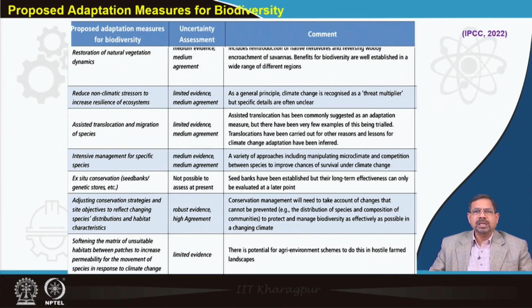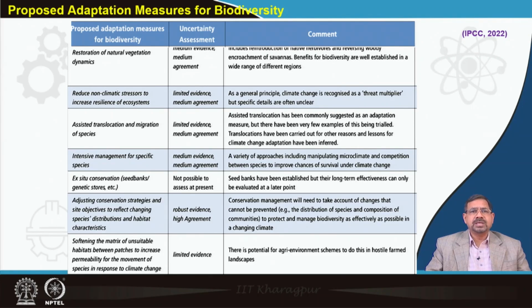Similarly, we have a few others. One is the restoration of natural vegetation dynamics, then reduction of non-climatic stressors to increase the resilience of ecosystems, assisted translocation and migration of species, invasive species management for specific species, ex situ conservation in terms of seed banks, genetic stores and all this, and adjusting conservation strategies and site objectives to reflect changing species distributions and habitat characteristics.